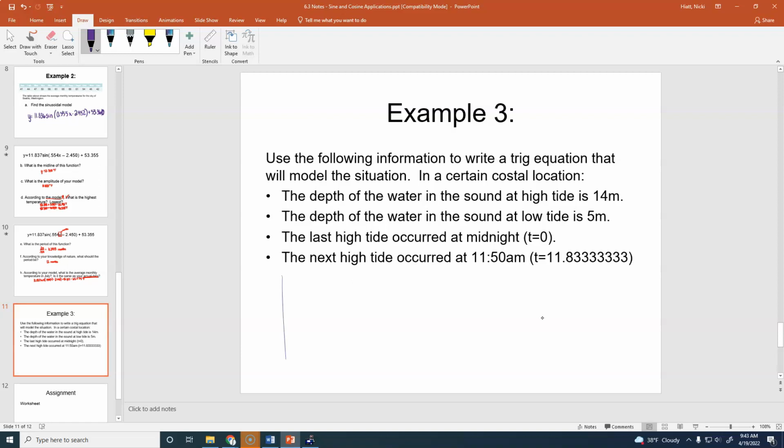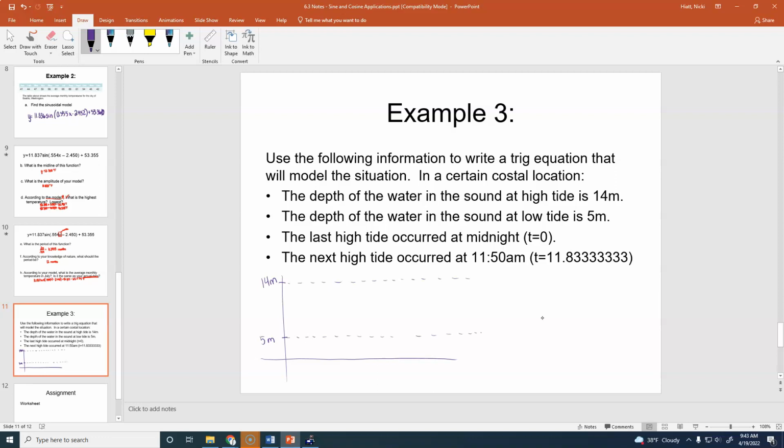So, if we're thinking about what's happening here, high tide is 14 meters. That's our highest. So, we know that's the highest we will ever go. And low tide is 5 meters. That's the lowest we will ever go.